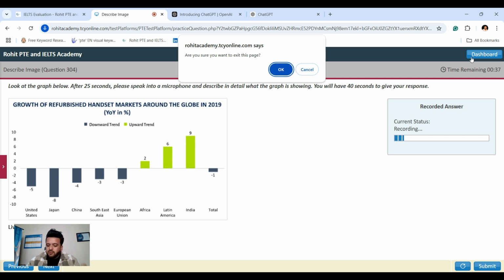Okay, so next sentence. Within this bar graph, I can identify various elements. Like, now you can mention the words that have been written there: United States, Japan, and China. Additionally, it also displays other countries like Africa, India, and European Union or Latin America. So this is how you can mention.